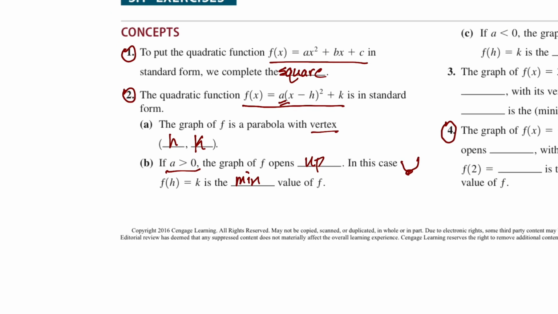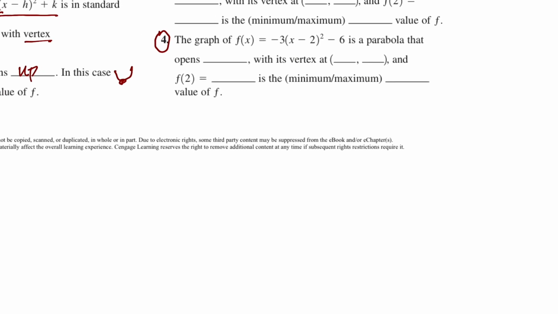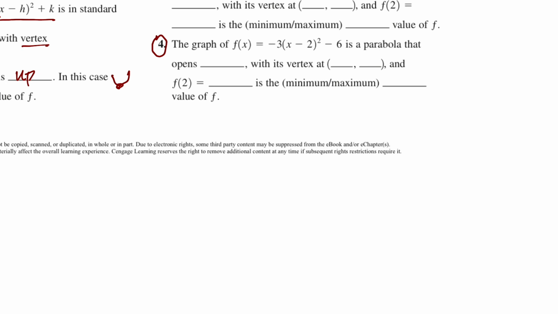So what questions do we have on 1 or 2? We're good on those? Okay, so number 4, here we go. We have an actual quadratic function right here. It's a parabola. Is it going to open up or down? Yeah, it's got a negative. So down, we know that.